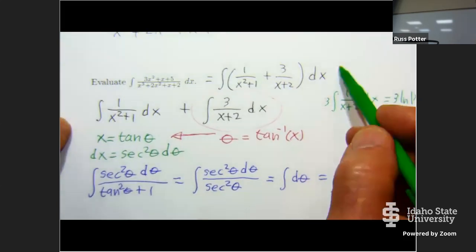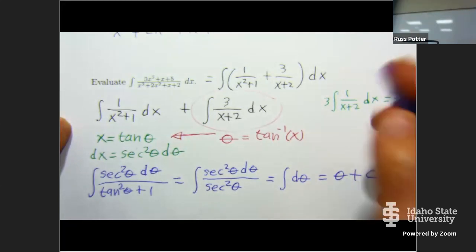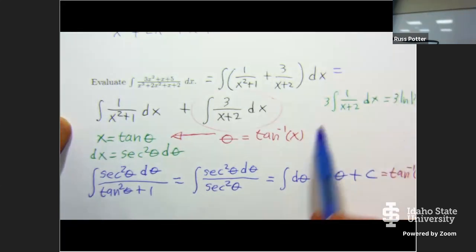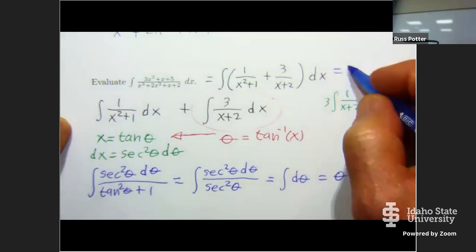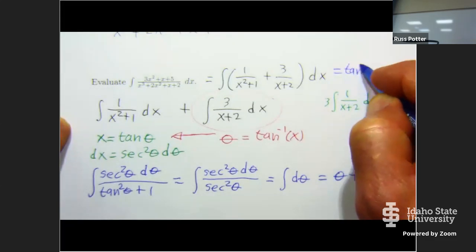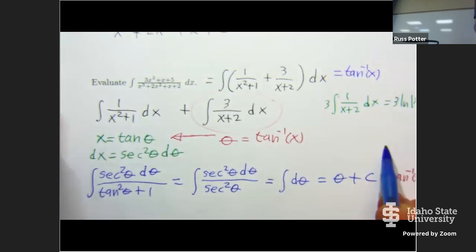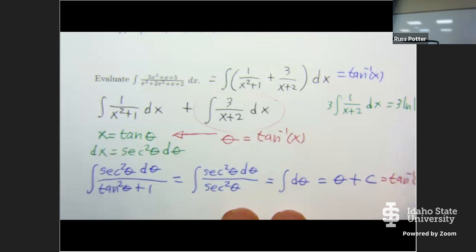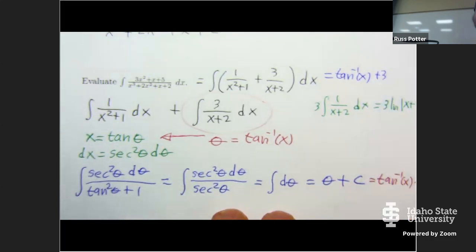Okay, so up here I'll write the final result. We have inverse tangent of x, and then plus 3 times the natural log of the absolute value of x plus 2 plus a constant. That's the answer.